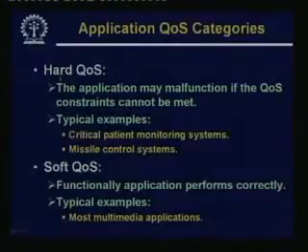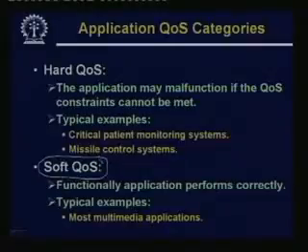So, these are some applications where the quality of service parameters are very hard. But there is also soft QoS, where even if it changes a little bit here and there, users really do not care that much. Functionally, applications will perform correctly, but there will be some variations in the quality. Typical examples are multimedia applications. So, multimedia applications usually fall under the soft QoS category.